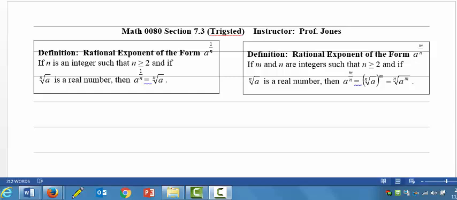Now, this is a rational exponent whose numerator is 1. We also need a definition for rational exponents whose numerators are not 1. So if m and n are integers and n is bigger than or equal to 2 and the nth root of a is a real number, then a to the m over n power is the nth root of a raised to the nth power, or it could also be written as the nth root of a to the m. So this is going to allow us to work on problems in this section and to deal with radicals in a different way.